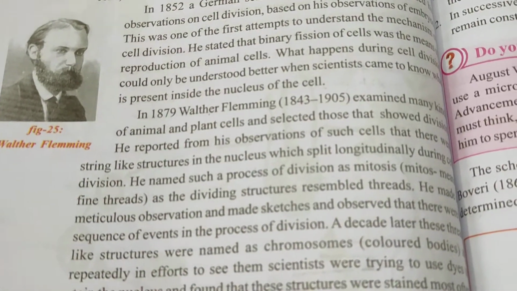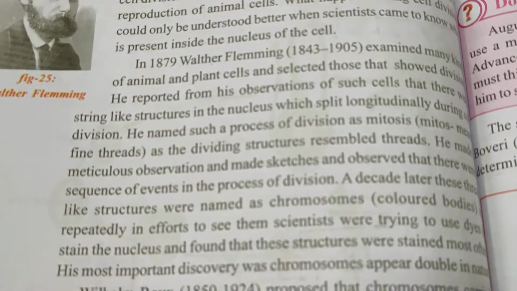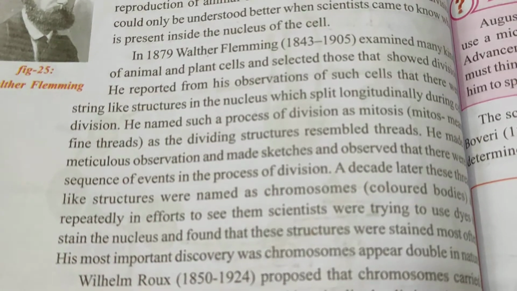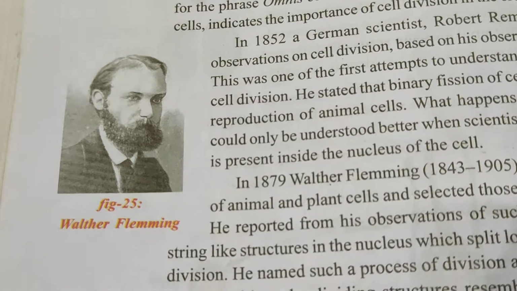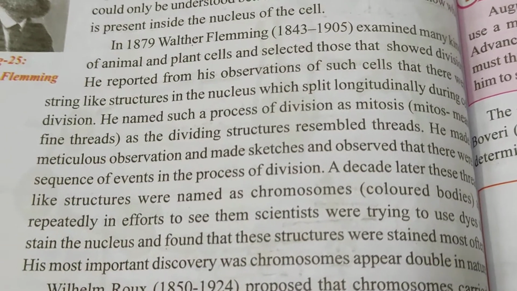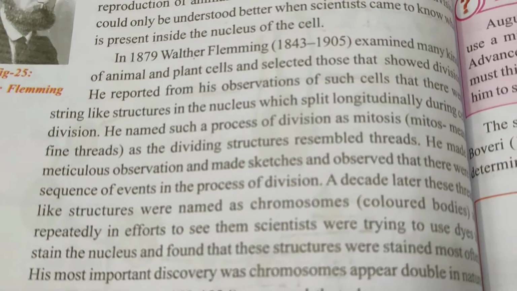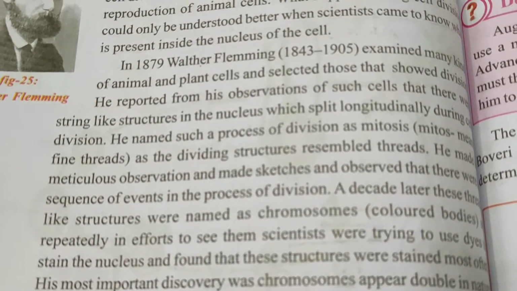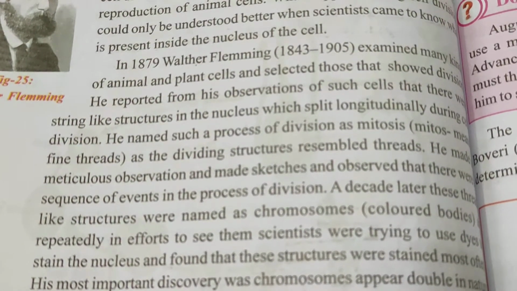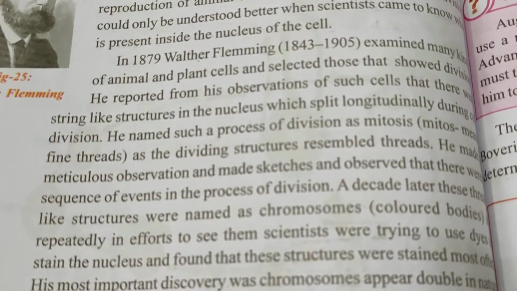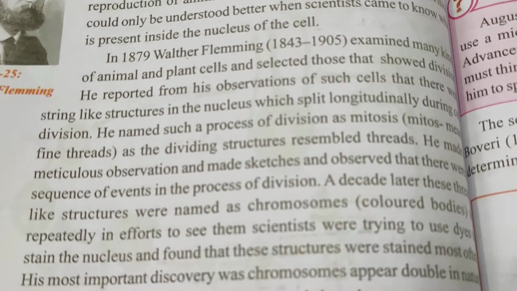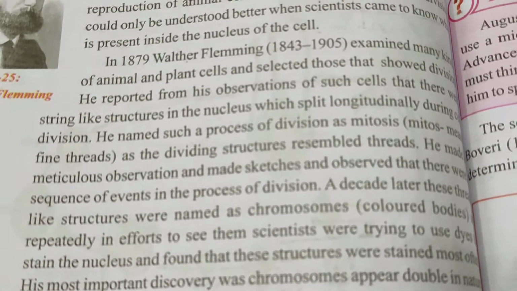1879, Fleming examined many kinds of animal and plant cells and selected those that showed division. So he first observed that, and that led to the discovery that chromosomes appear in double nature. Okay, here he observed mitosis. Actually, these are thread-like structures present in the nucleus, and he observed the division, everything, and named them fine threads, because mitos means fine threads. So he gave the name mitosis.